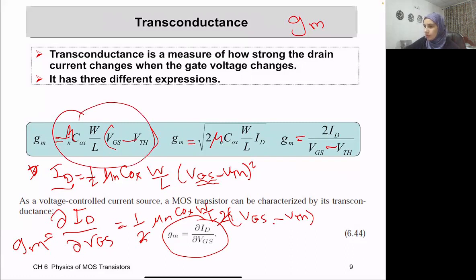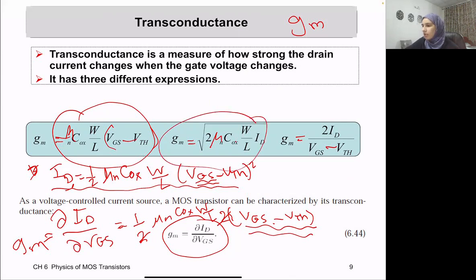Now you can also, if you do some adjustment, like if we replace the term VGS minus V threshold here from this equation by taking the square root of the two sides, then we can reach the relation that is given here. Similarly, you again replace the VGS with the V threshold, and we can reach the third. So they are interchangeable, I mean, they are all correct.